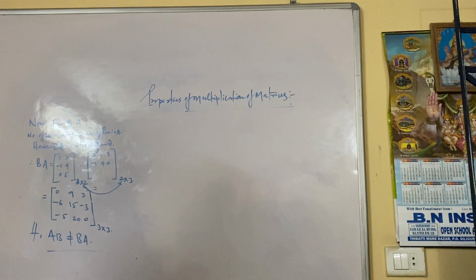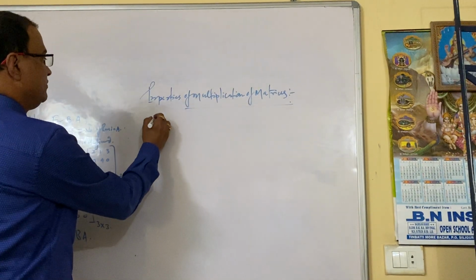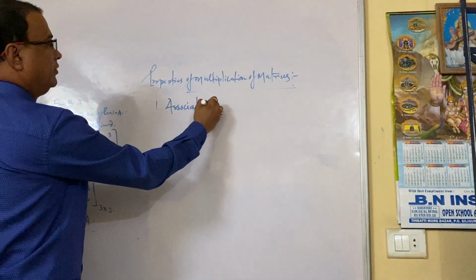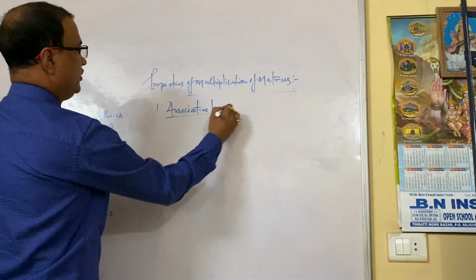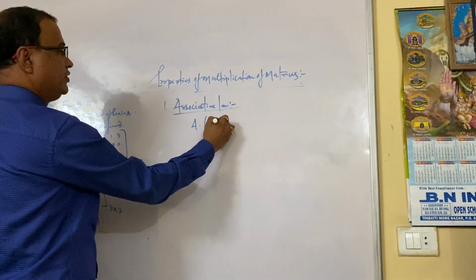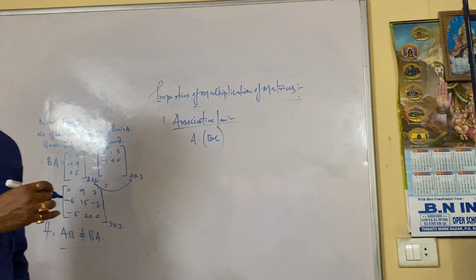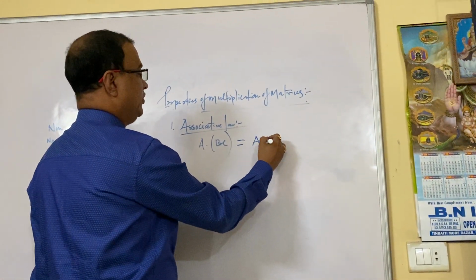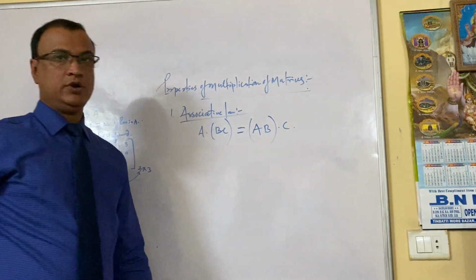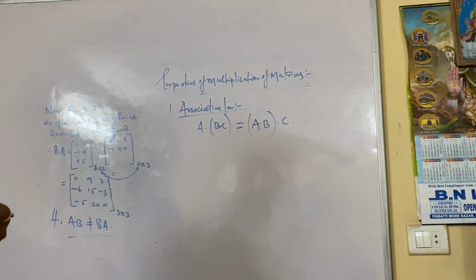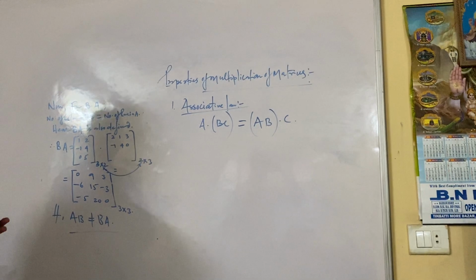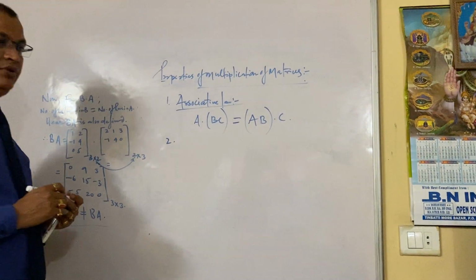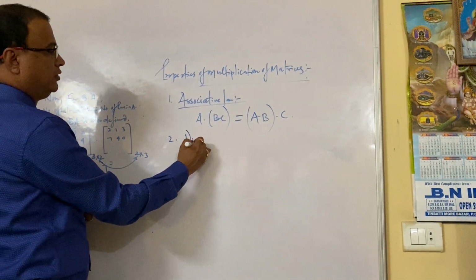Number one is the associative law. If we have three matrices A, B and C, then A into BC is equal to AB into C. This is the associative law. A into BC is equal to AB into C. Then we have the distributive property or distributive law.